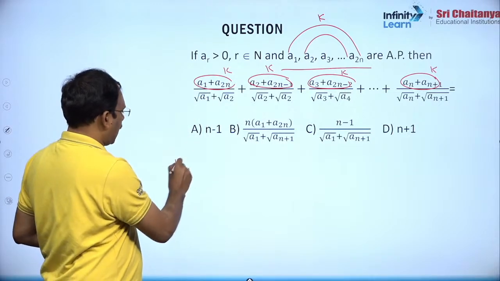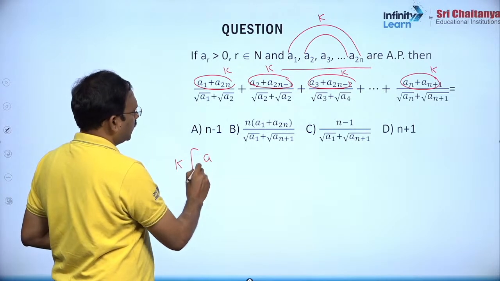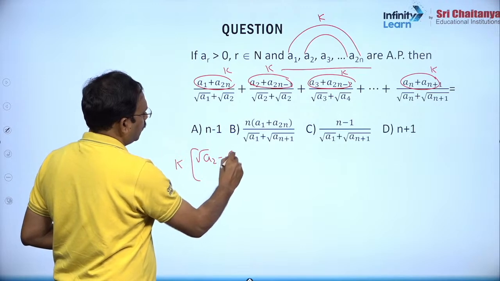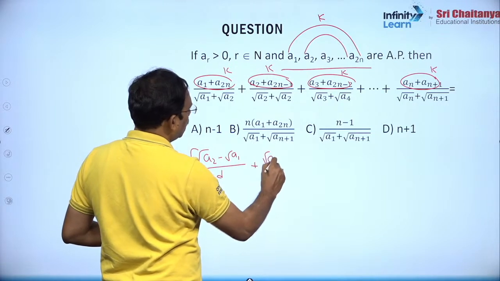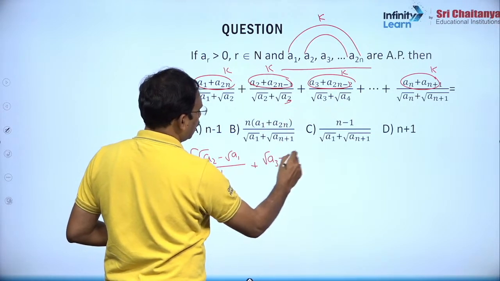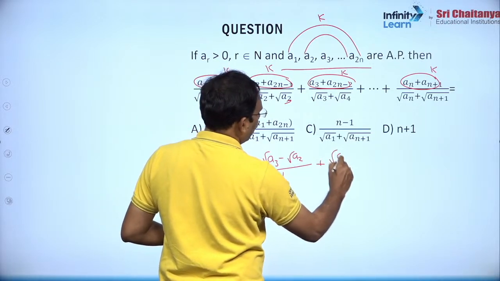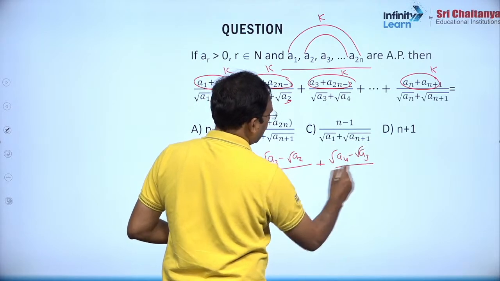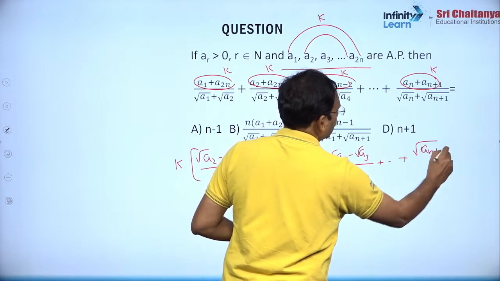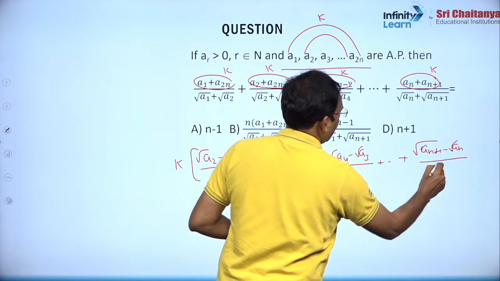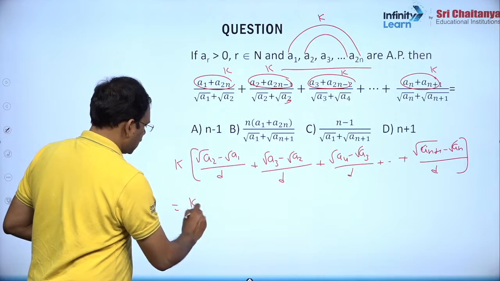So you can take k common, and the rest you just rationalize. You will get (root A2 minus root A1) by (A2 minus A1), which is the common difference D, then (root A3 minus root A2) by D, then (root A4 minus root A3) by the common difference D, and finally (root A(n plus 1) minus root AN) by the common difference D, my dear friends. Now you can observe this is k by D.